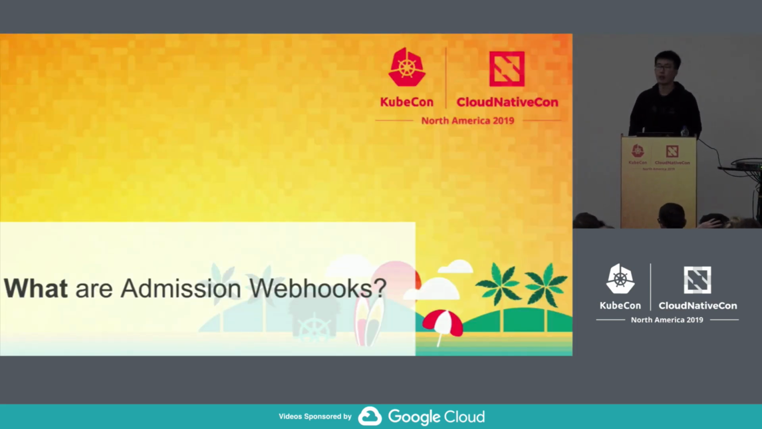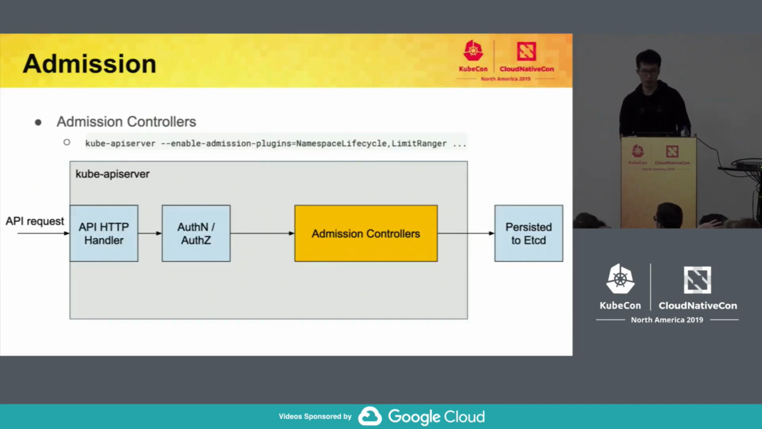So, what are admission webhooks? First of all, we need to understand what the admission procedure in Kubernetes is. The Kubernetes API server runs with some admission controllers by default. An admission controller is basically a piece of code that intercepts requests to the Kube API server prior to the persistence of the object, but after the request was authenticated and authorized.